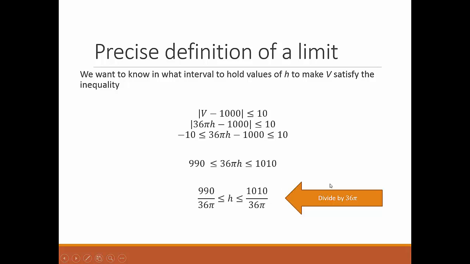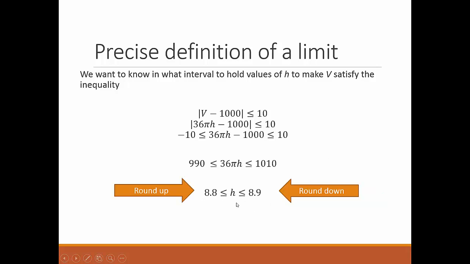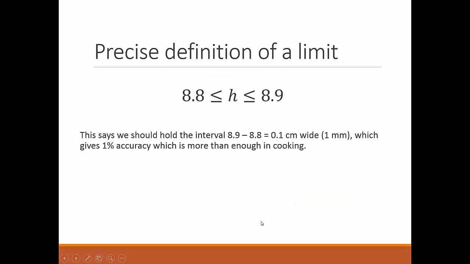And I stick that in my old trusty calculator, and I get the lower end I round up, the upper end I round down to make my interval nicer, and I get 8.8 and 8.9. So what does that mean? Well, that says we should hold the interval 8.9 minus 8.8, which is 0.1 centimeters wide, 1 millimeter, which gives about 1% accuracy, which is certainly more than enough in cooking, and why the lines on measuring cups are a millimeter apart.